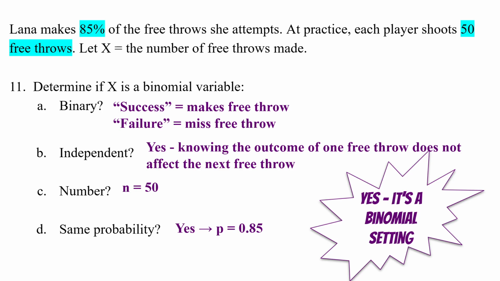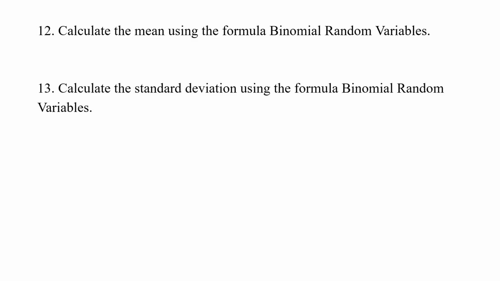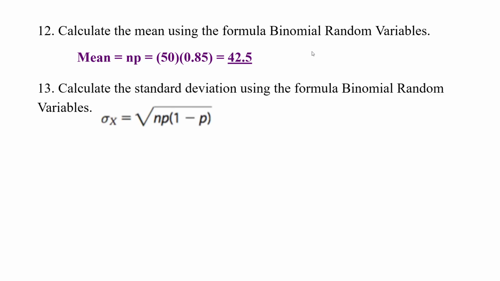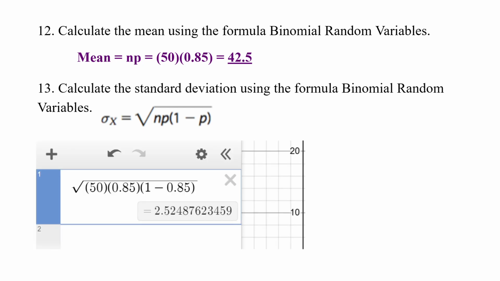Okay. Continuing with that free throw problem, we are going to calculate the mean using the formula for binomial random variables. Our mean is just N times P. So the number of free throws times our percentage in decimal form is 42.5. And then for standard deviation, we have a formula for it. If we're plugging it in Desmos, you can plug in that 50 times 0.85 times 0.15 under the square root and it will spit out the answer. This is why we like Desmos. It does it for us. So we have a mean of 42.5 and a standard deviation of 2.52-ish.